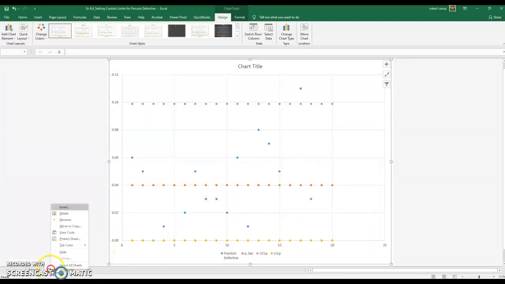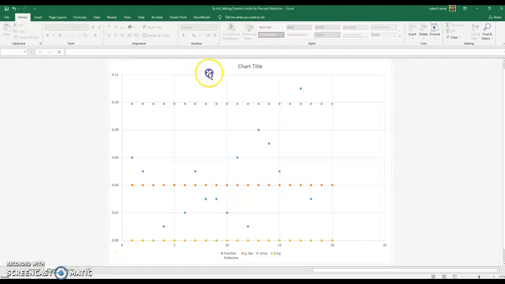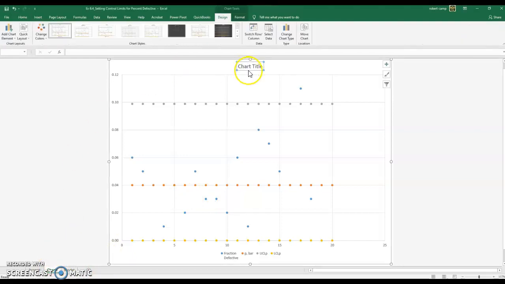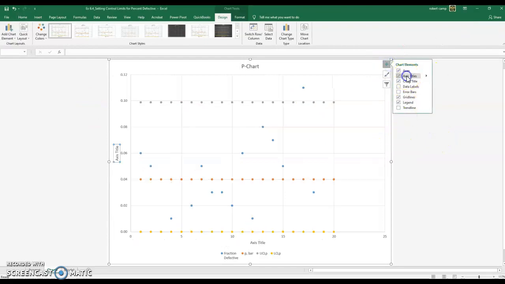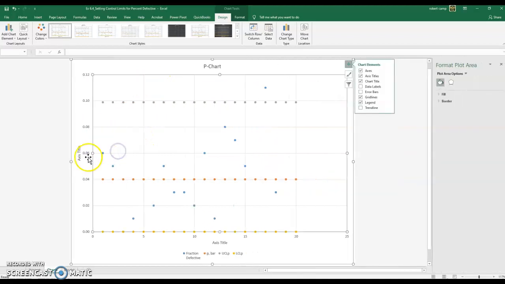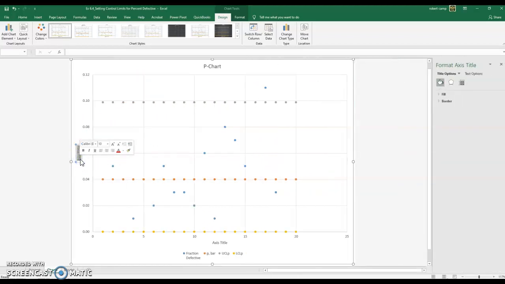And so we are going to call this, we'll leave that there. We'll put the chart title up here for this one. So, and just P chart. Okay, and let's add some axis titles before we clean up the dots. So this axis title is going to be, this is our percent defective. And down here, this is our sample number.